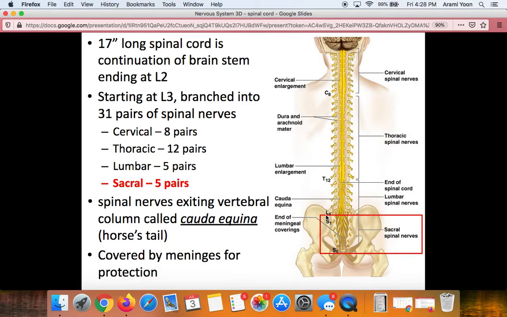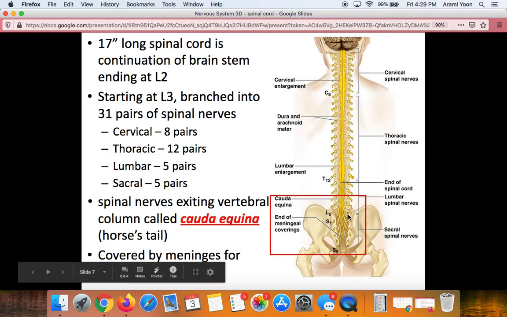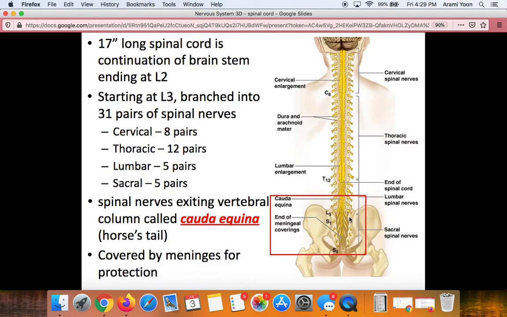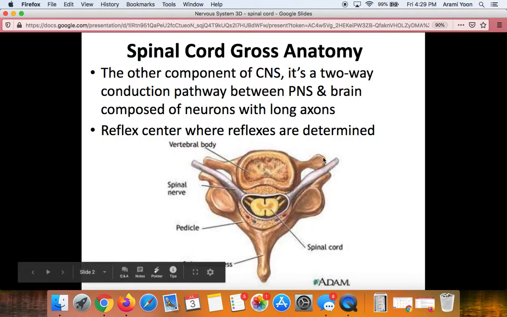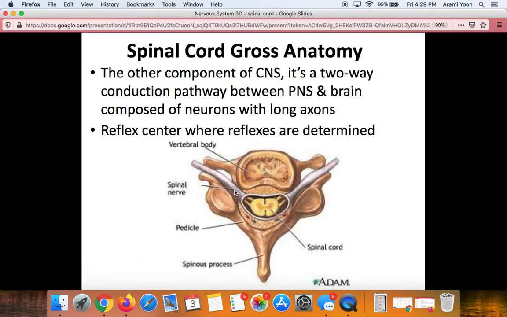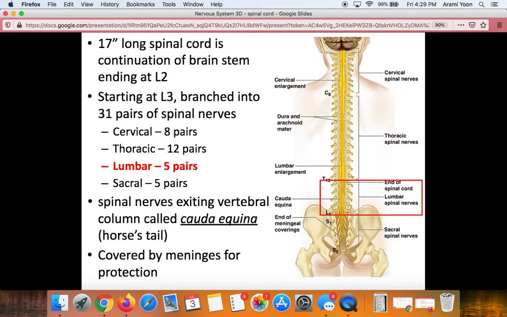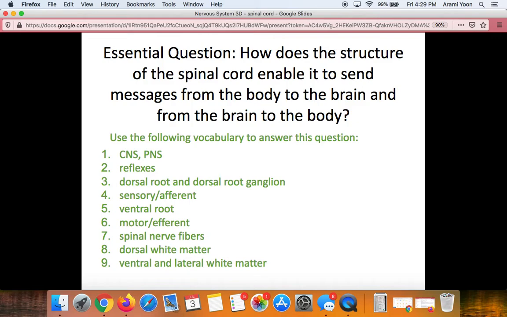The spinal nerves exit the vertebral column here, and then from there they just cascade down, they almost kind of look like hairs in a horse's tail. So for that reason, they've been named the cauda equina. Cauda meaning back, and equina meaning horse. And they're covered by meninges for protection. And so as you guys saw here, you have these meninges, these white encasings, that protect the spinal cord and the spinal nerves, as well as, of course, the vertebra, the bones themselves.